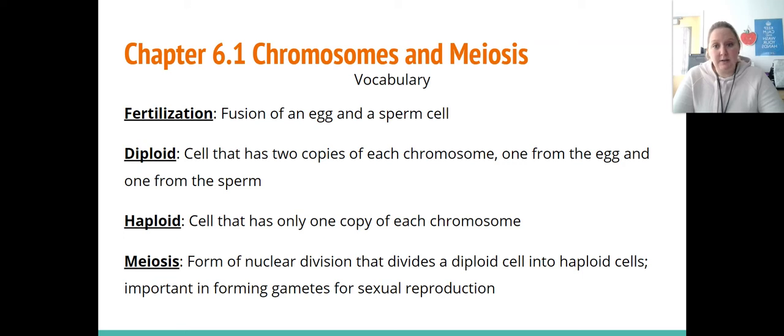A haploid cell is a cell that only has one copy of each chromosome. These are your gametes. Gametes specifically have half the number of chromosomes so that when fusion happens, we keep the same chromosome number that defines us as what species we are. And meiosis is a form of nuclear division that divides a diploid cell into a haploid cell. This is very important for forming gametes for sexual reproductive purposes.